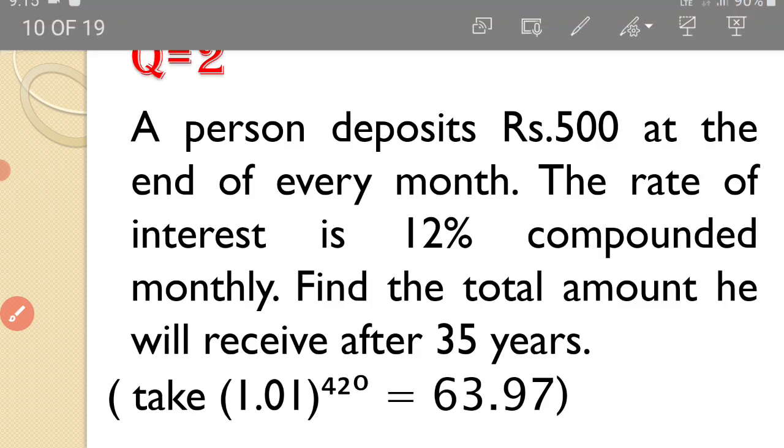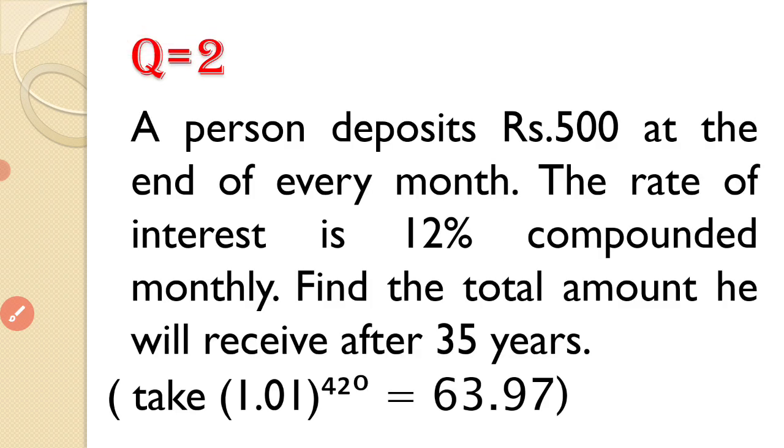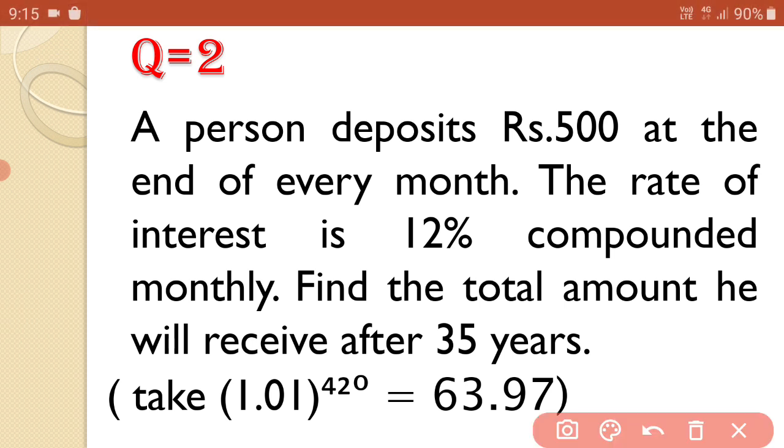Now another question, we calculate question number 2. A person deposits rupees 500 at the end of every month. Here the word is every month, so it is annuity. The rate of interest is 12% compounded monthly. Find the total amount he will receive after 35 years. Here the information was given, this value take. So directly you are using when 1.01 raised to 420, you get the answer 63.97. We are using directly this value.